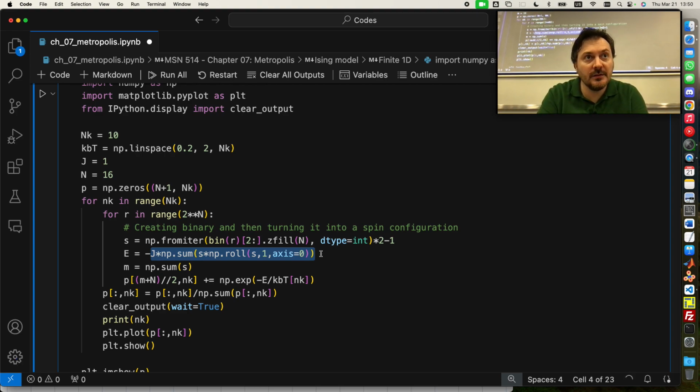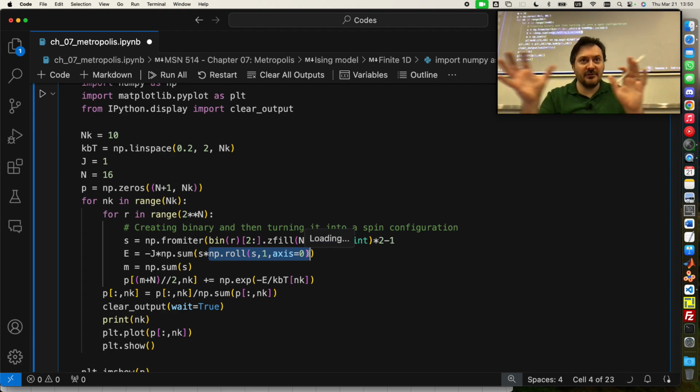Should I increase the font? Do you remember what this one was doing? It was rolling, right? Shifting it.